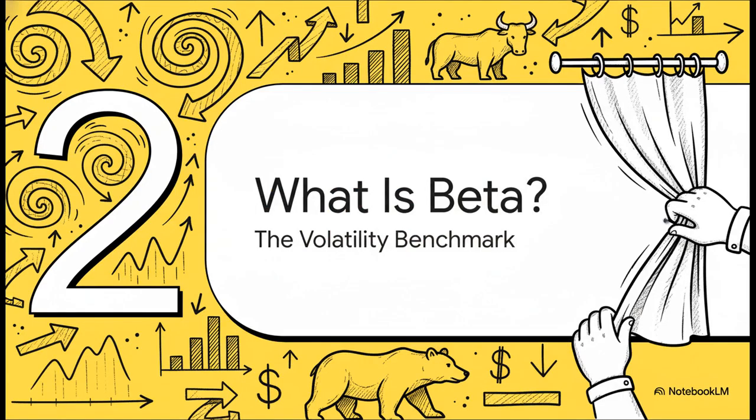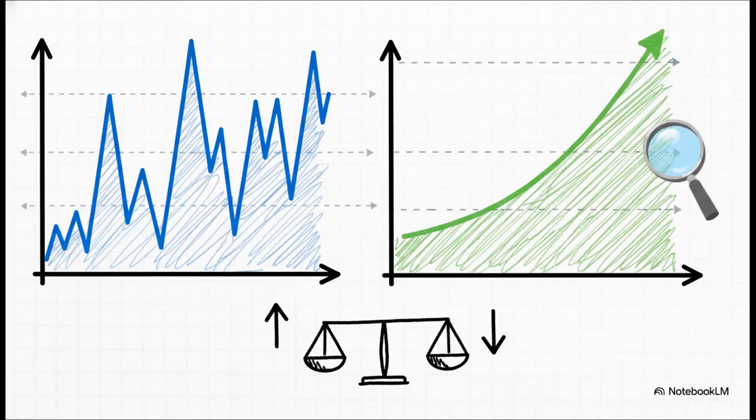All right, so let's finally pull back the curtain on this mystery number. It's time to actually define beta, which is pretty much Wall Street's go-to benchmark for volatility. To put it simply, beta is just a score. It tells you how much a stock's price tends to bounce around compared to the overall market, something like the S&P 500. It's all about relative motion.